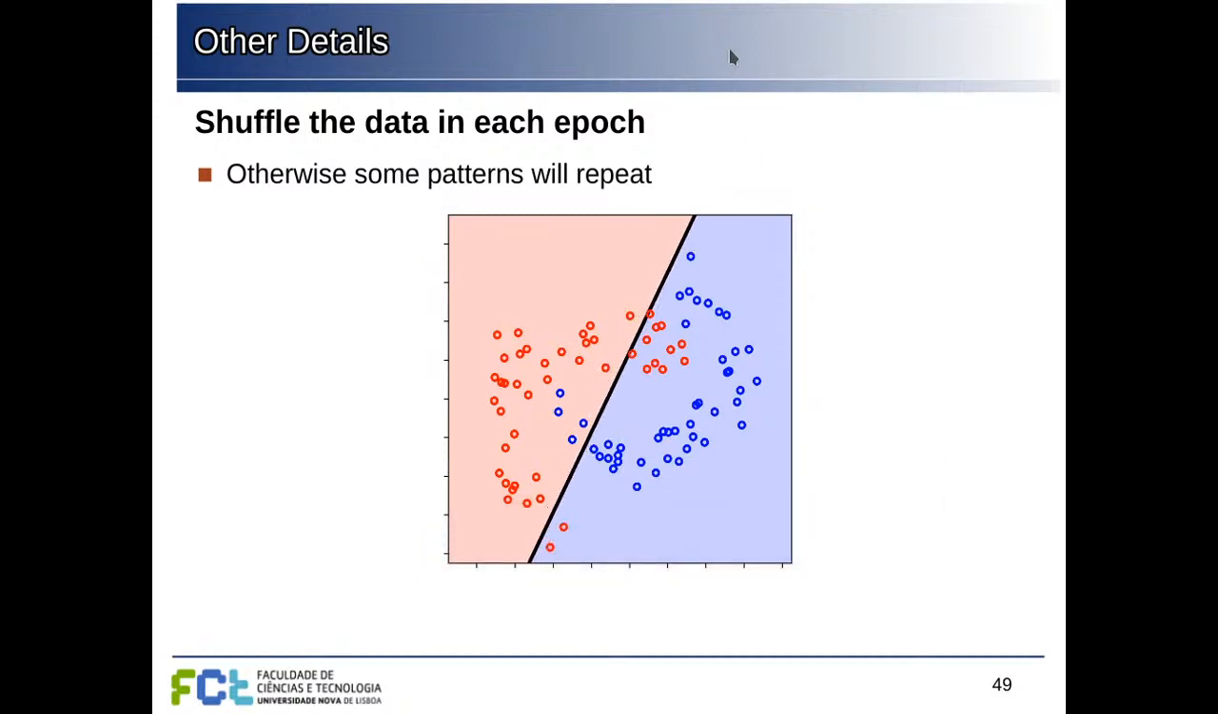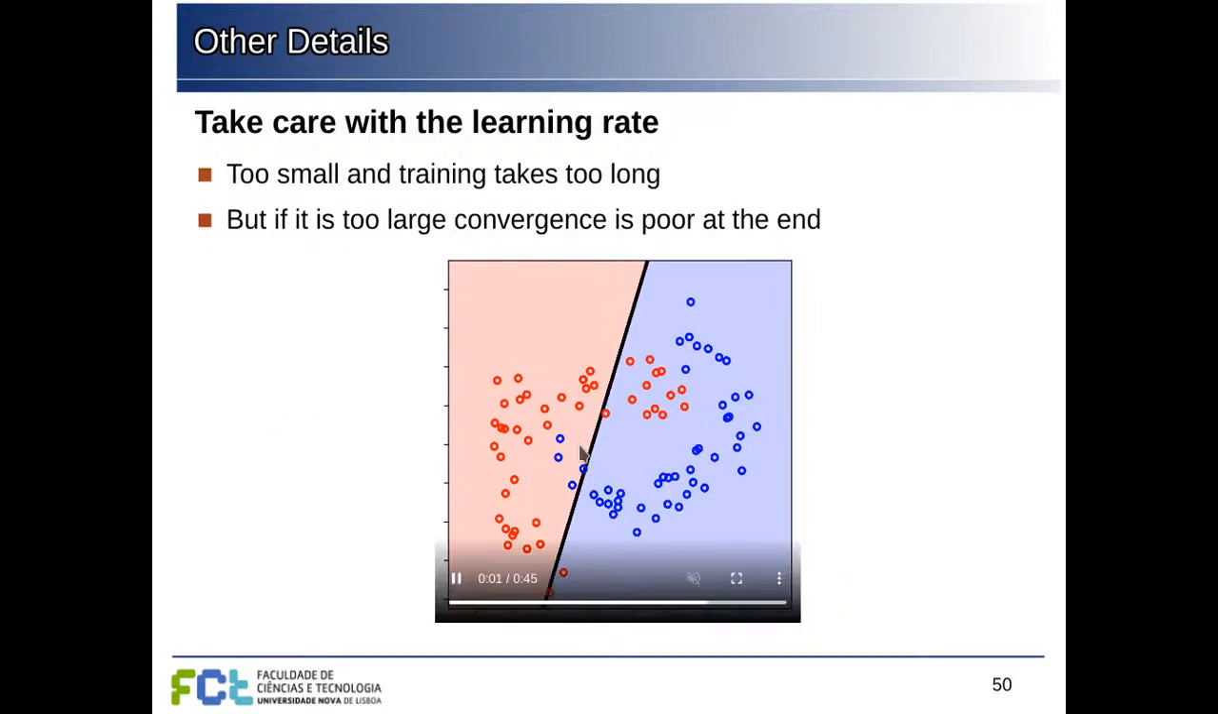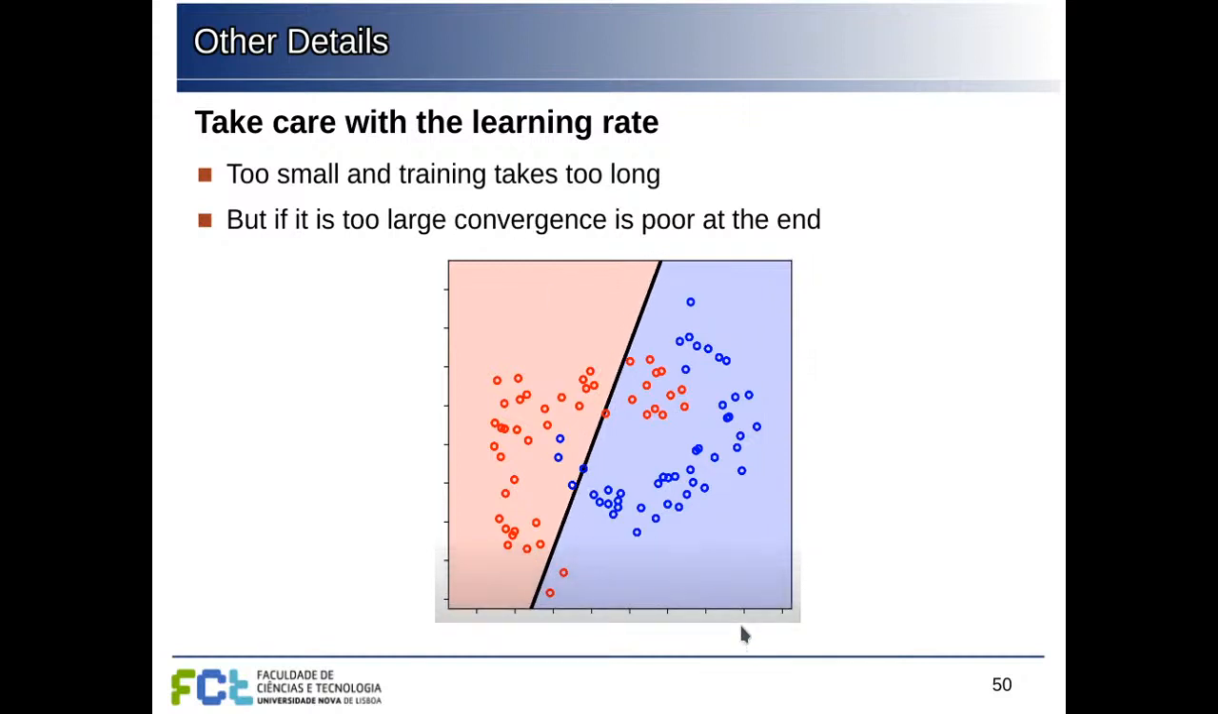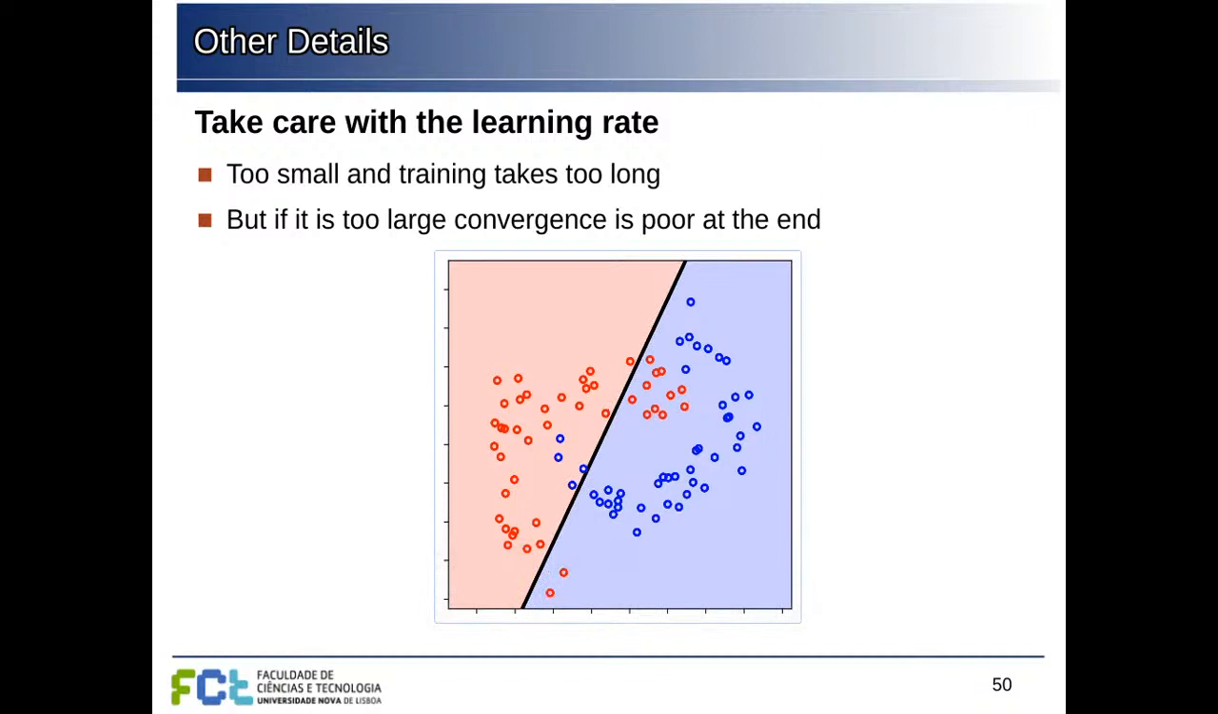Another thing that we need to fine-tune often is the learning rate, because if the learning rate is too small, it can take too long to train the network. But if it's large, then we can have difficulty finding the right spot at the end, and so we don't have convergence. We have these kinds of oscillations.